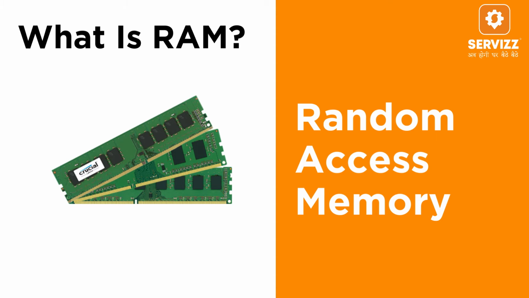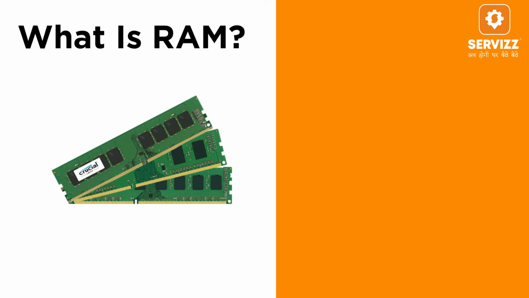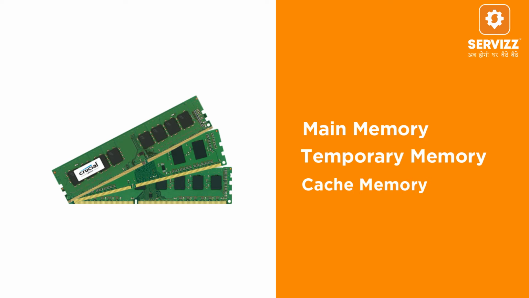The information stored in this type of memory is lost when the power supply of PC or laptop is switched off. Generally, it is known as the main memory or temporary memory or cache memory or volatile memory of a computer system. Types of RAM.